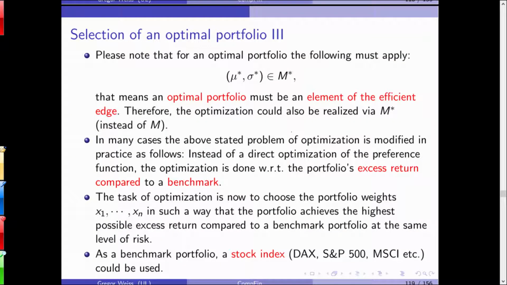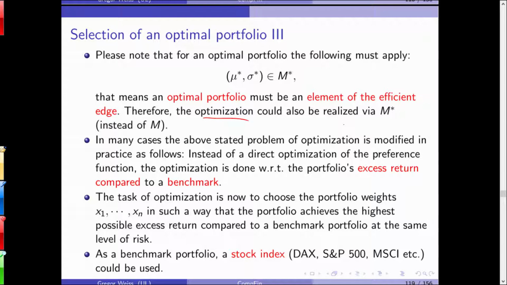Okay. Now, remember that, first of all, we need to be able to construct the portfolio from the set of individual securities, but we also need to restrict our optimization to the set of portfolios on the efficient frontier. Therefore, the optimization should run not just over M, but M star, which is the set of efficient portfolios.